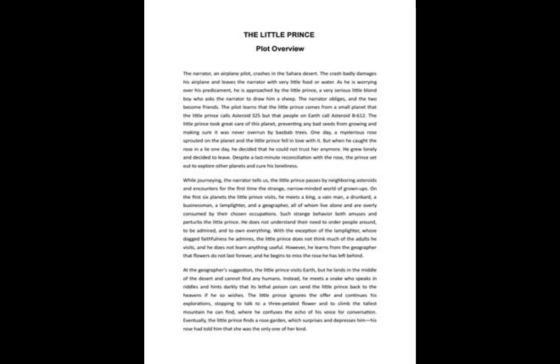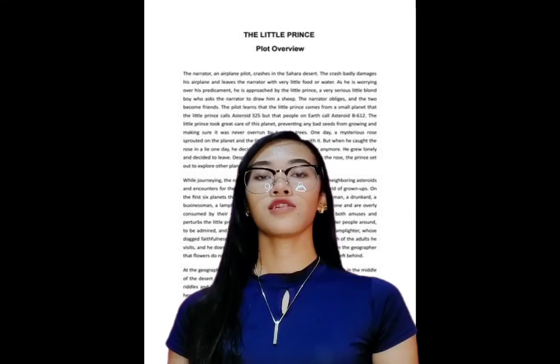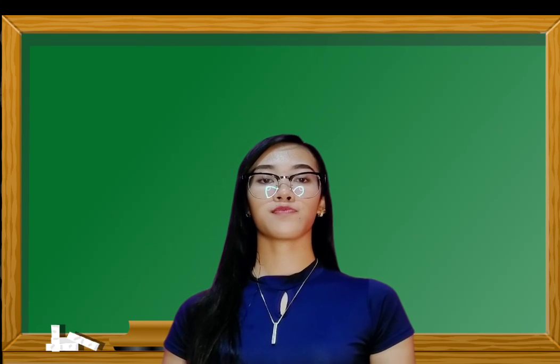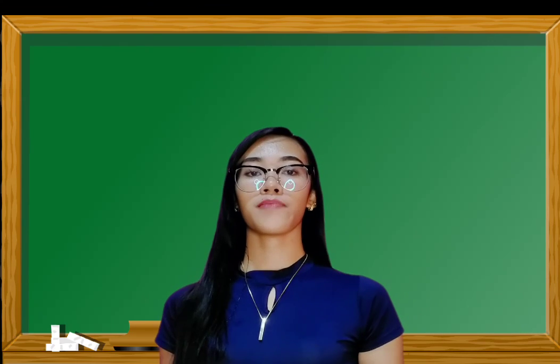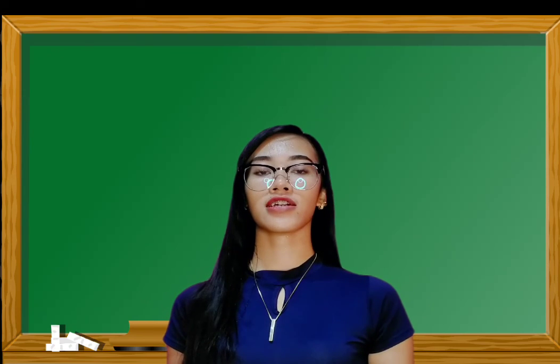Okay, so now you really understand the elements of the plot. Kindly prepare one whole sheet of paper. I will give you copies of the story The Little Prince, and you make a plot out of the story. Its introduction, rising action, climax, falling action, and denouement. For those who are done, kindly pass your papers to the front. And for those who are not yet finished, you still have 10 minutes. Are all papers in? Okay, thank you so much.